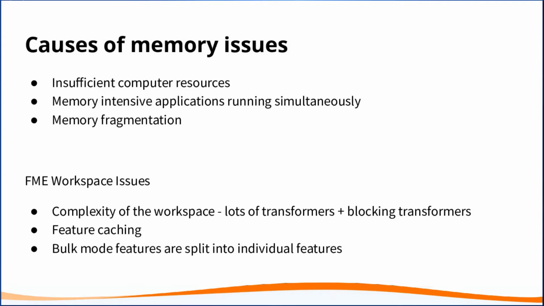As we saw, having feature caching on can hold up a lot of temporary storage, and we really only want to have this enabled when we're authoring our workspaces. When we're doing those final runs, we can turn off feature caching and feature counting, and then just run the workspace as a whole.